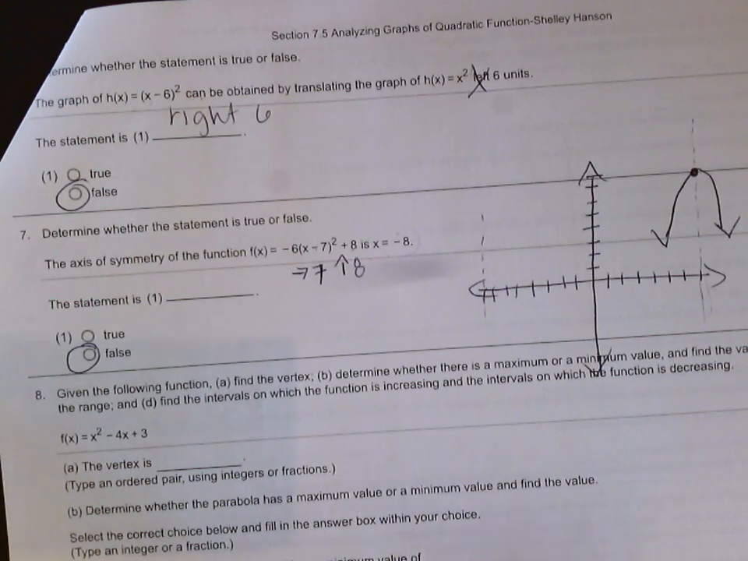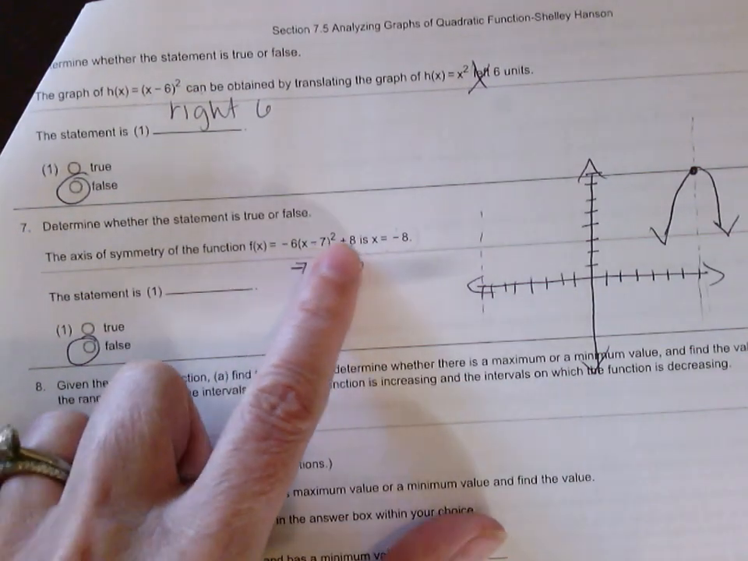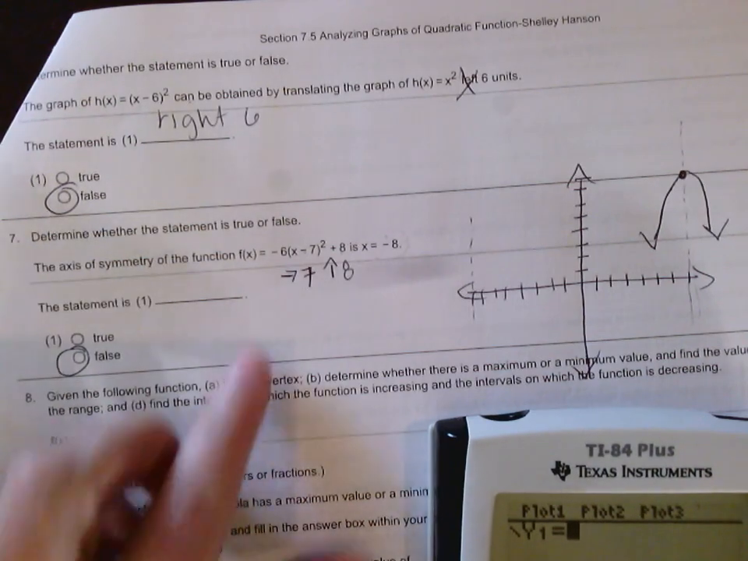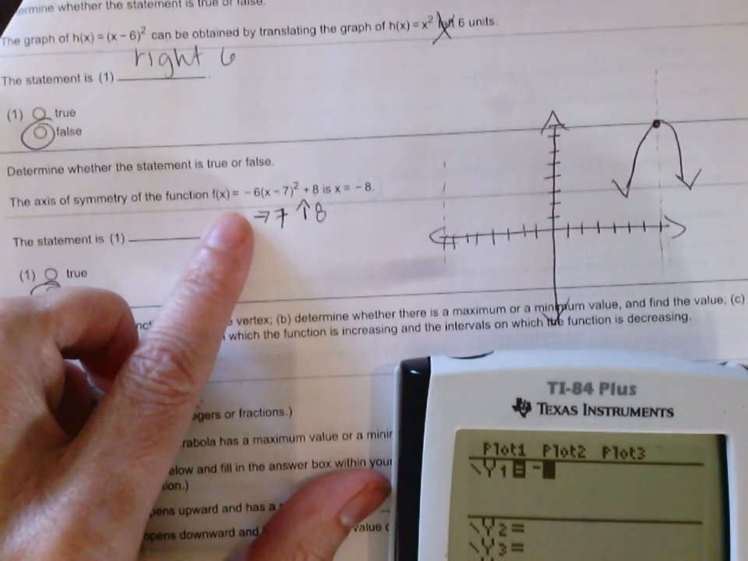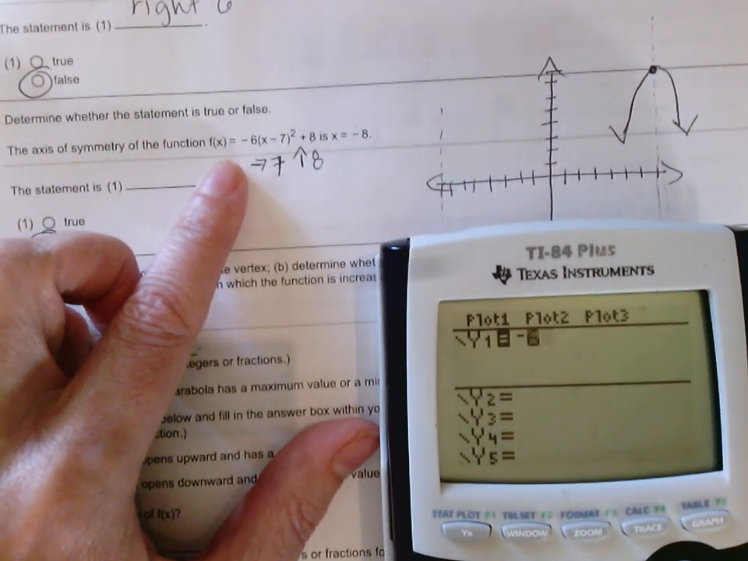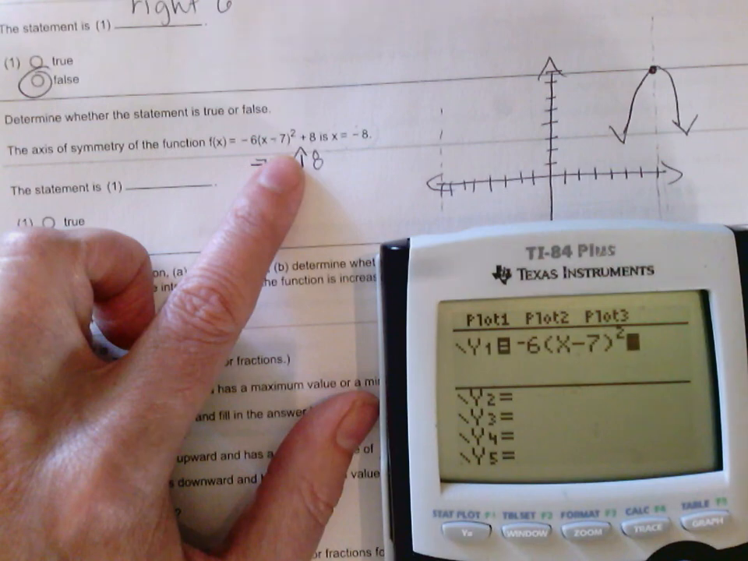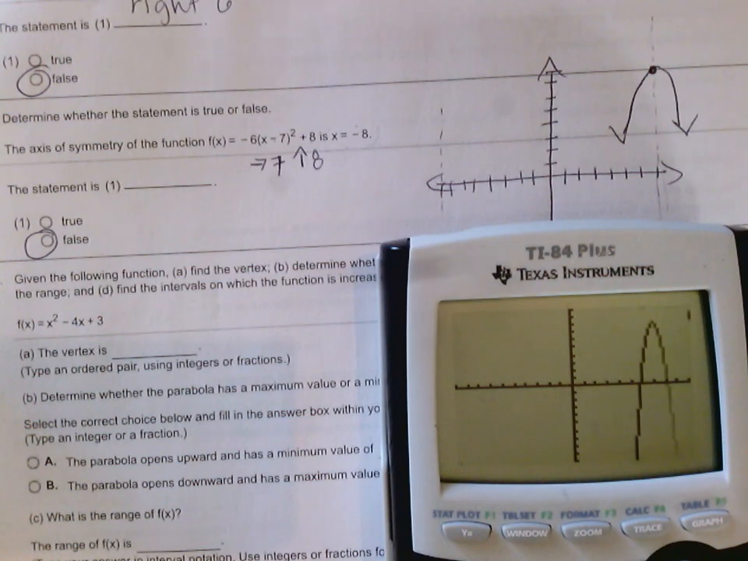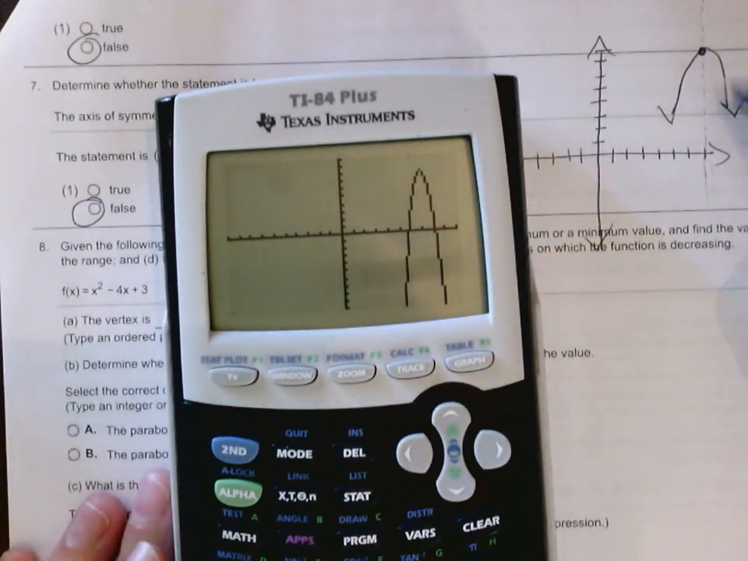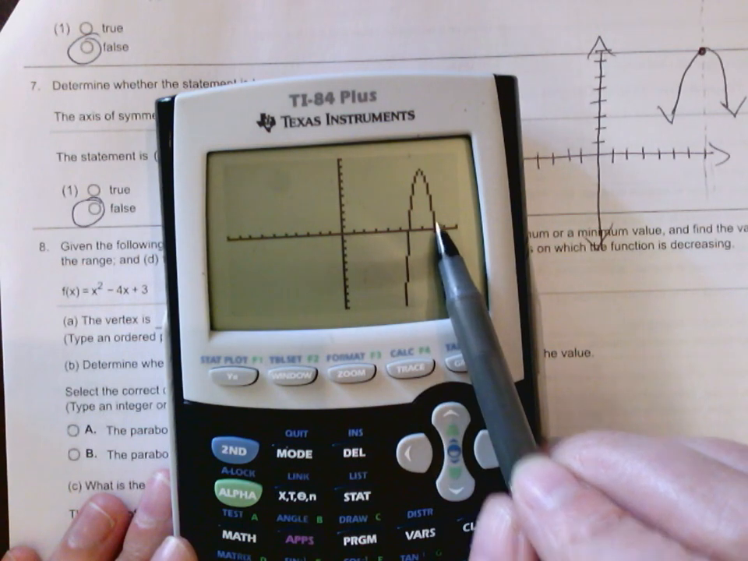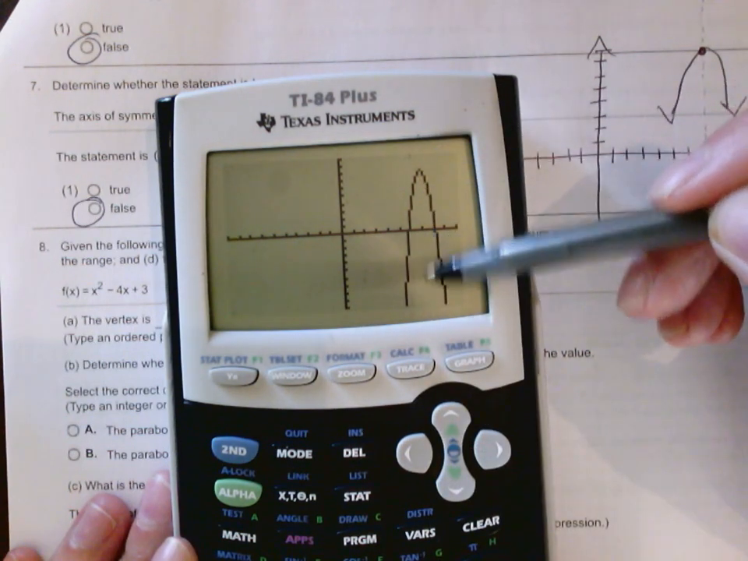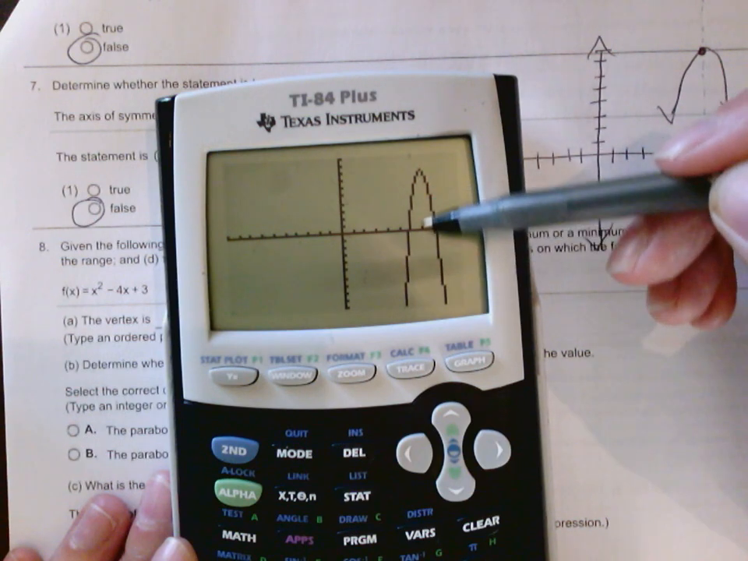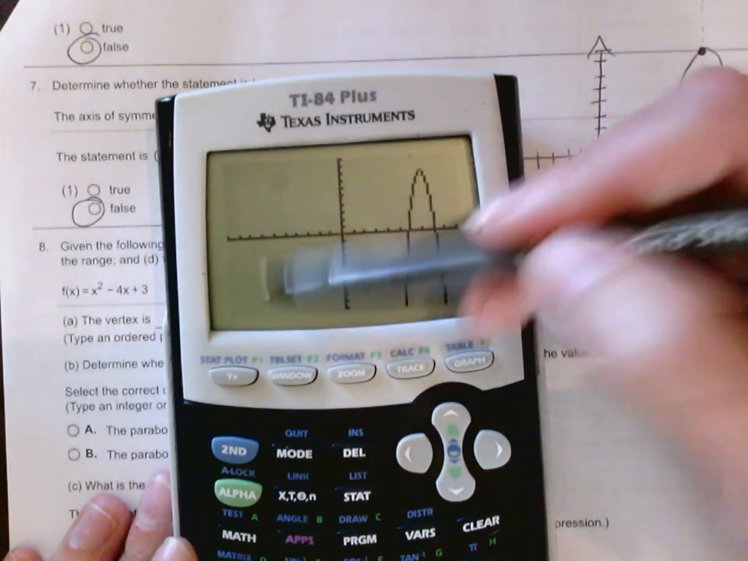Again, if you wanted to, you could put all of this right here in your y equals. So -6, open parentheses, x minus 7, close your parentheses, squared, plus 8, and then graph it. So look, it ended up in the same area that mine did. It moved it to the right 7 and up 8. So again, here's its axis of symmetry. That's the line that cuts this parabola in half. It's at x equals positive 8, not over here at x equals negative 8.